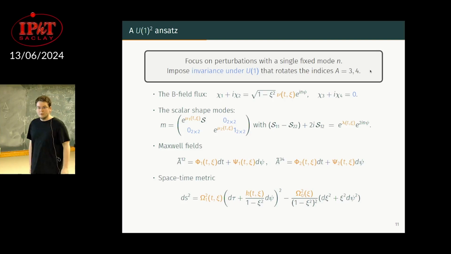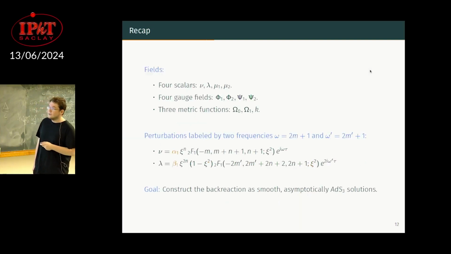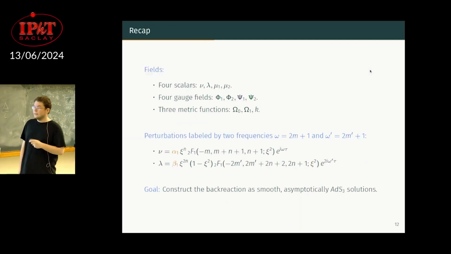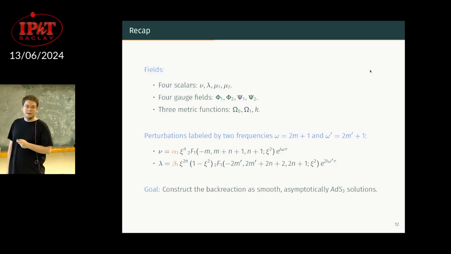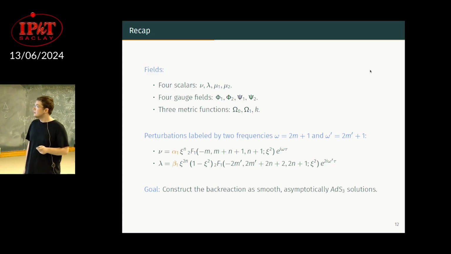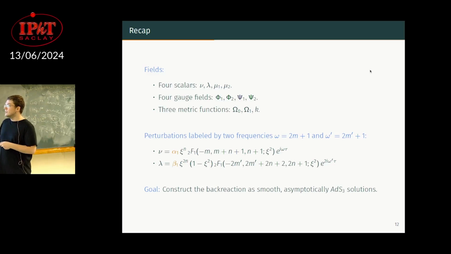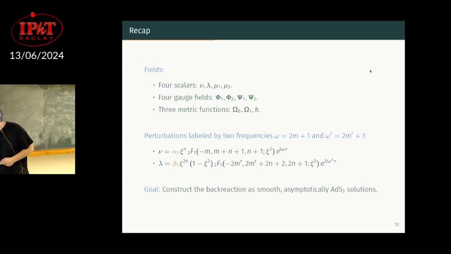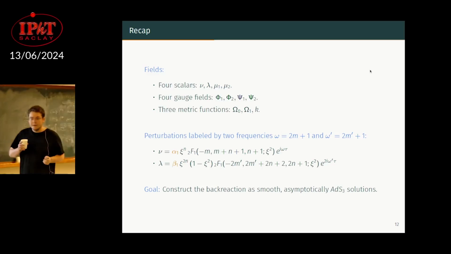So now let me recap what we have so far. We have a theory in 3 dimensions, N equals 8 gauge supergravity. And in the ansatz that we've built, we have those fields. We have 4 scalars. Nu and lambda are complex scalars. Mu1 and mu2 are real. 4 gauge fields and 3 metric functions. And then we have some perturbations that we want to backreact. Those are the 2 perturbations that appear in the fields nu and lambda, and they depend on 2 integers, m and m prime, and those frequencies. Now the goal is to compute the backreaction. So if you have questions so far.